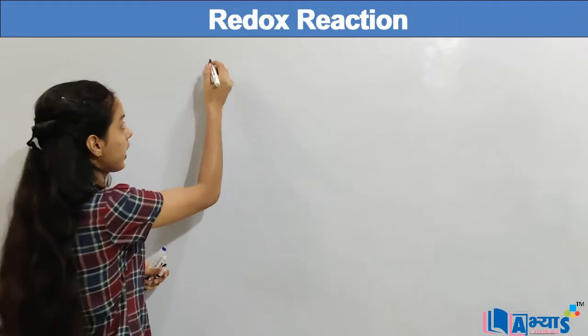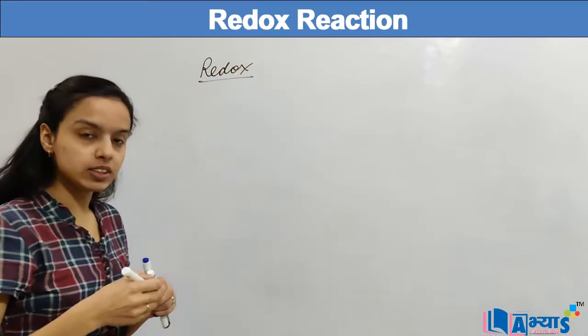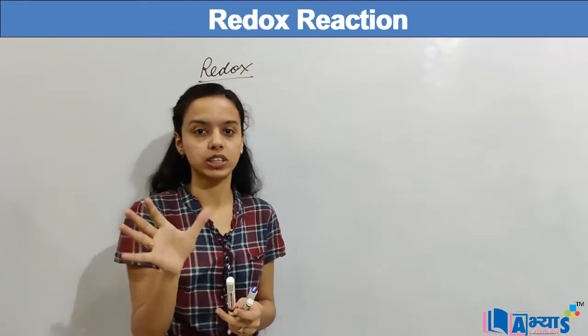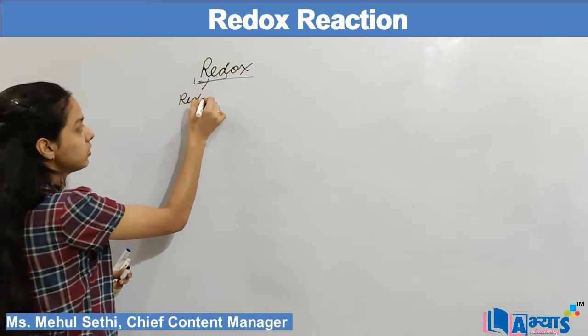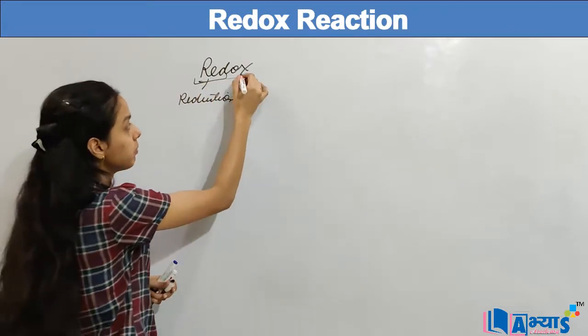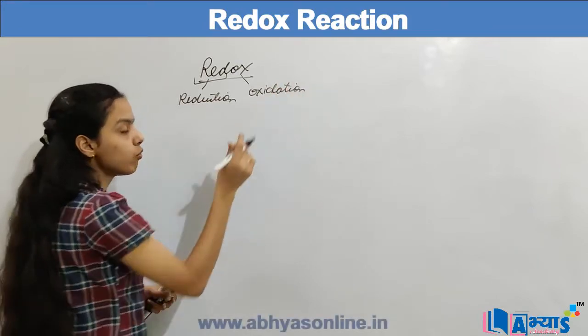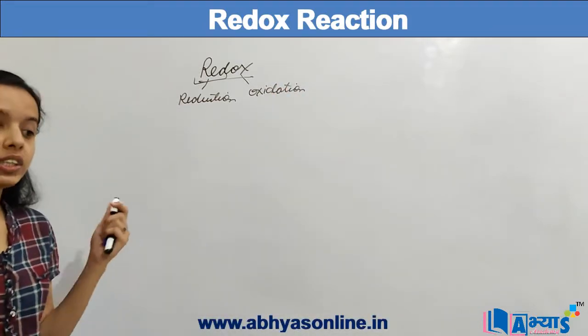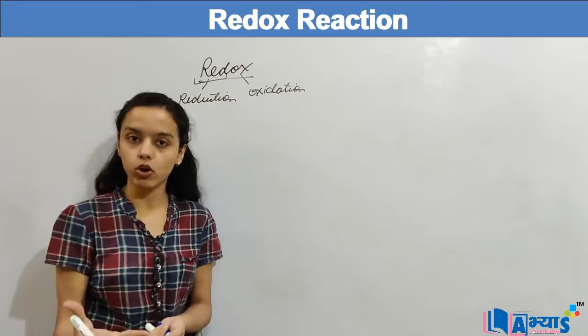Important type of chemical reaction, and that is the redox reaction. Basically, as the name suggests, redox. From the word RED, it means reduction, and from the letters OX, it means oxidation. Now, when reduction and oxidation take place simultaneously, it results in the formation of a redox reaction.